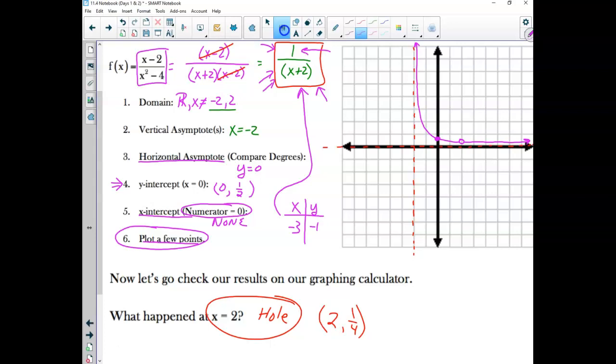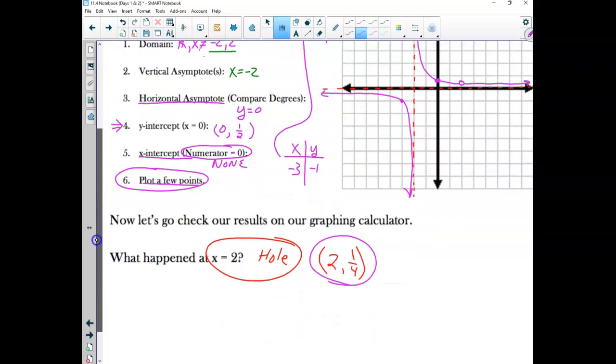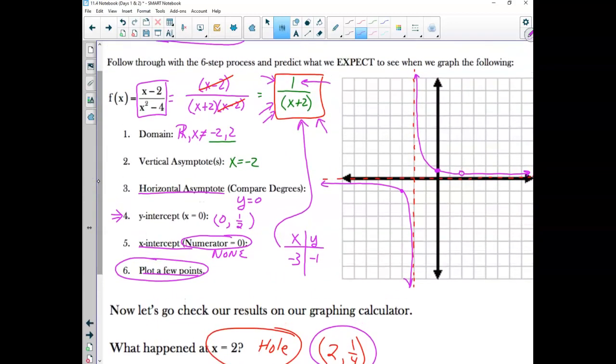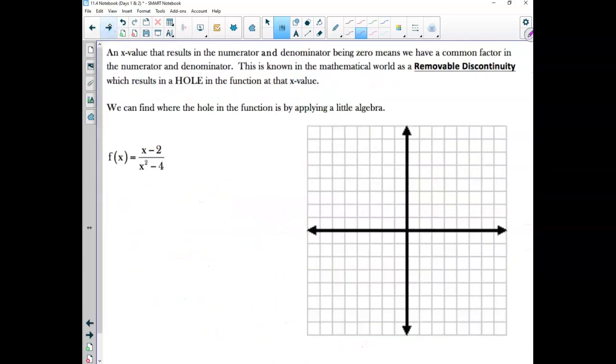So I'm going to come over 3, down 1, and I can see here is my graph. Notice this graph has a hole precisely at (2, 1/4), all right? And that's how we find a hole in my function. Basically, that's exactly what this is, and what we're calling that hole in upper level math is called a removable discontinuity.